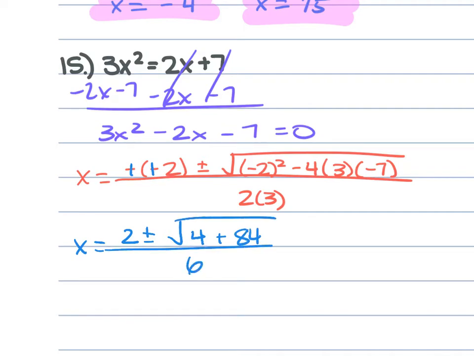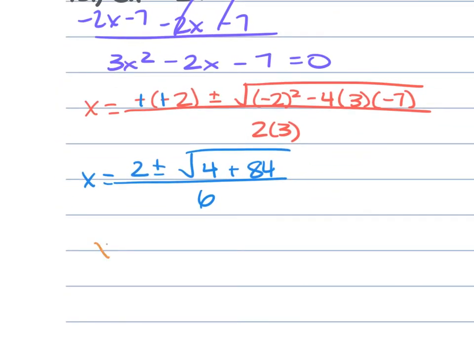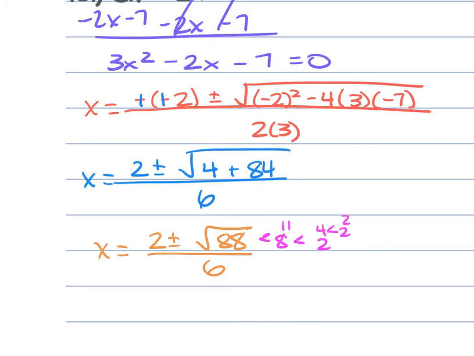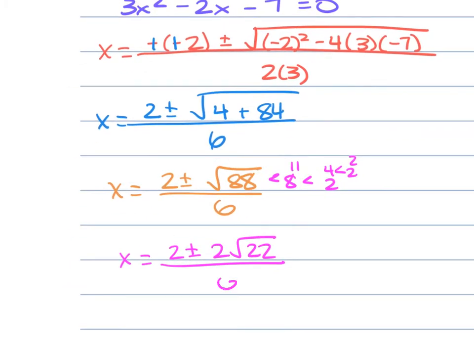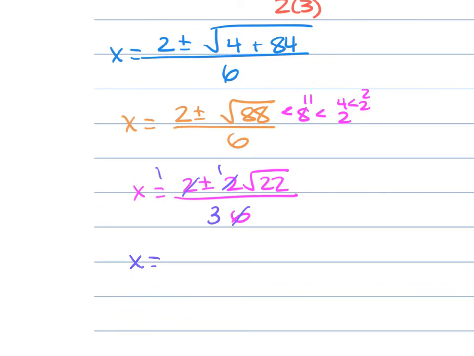all over 6. Alright, so x is equal to 2 plus or minus the square root of 88 over 6. The 88 is 8 and 11. 8 is 2 and 4. 4 is 2 and 2. So x is equal to 2 plus or minus 2 square root 22 all over 6. These are all going to turn into 1s, and this will turn into a 3. So x is equal to 1 plus or minus the square root of 22 all over 3.